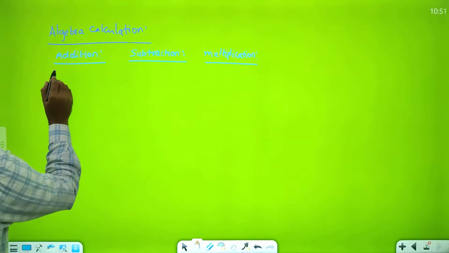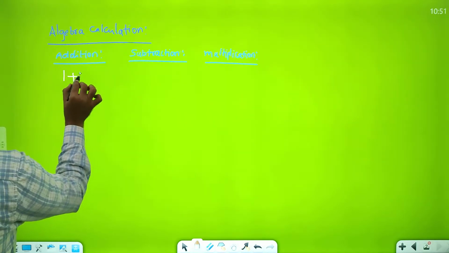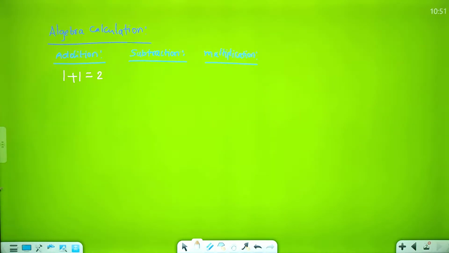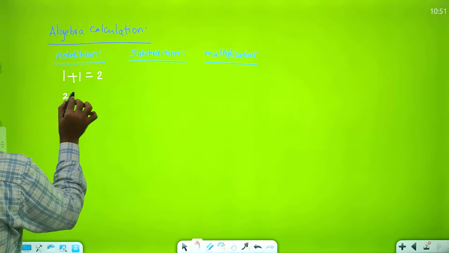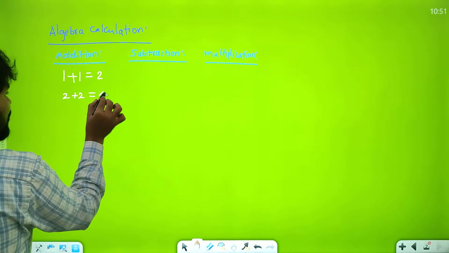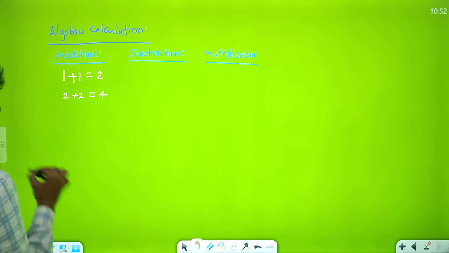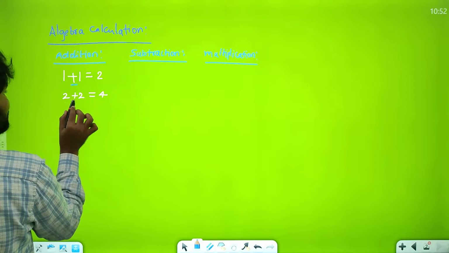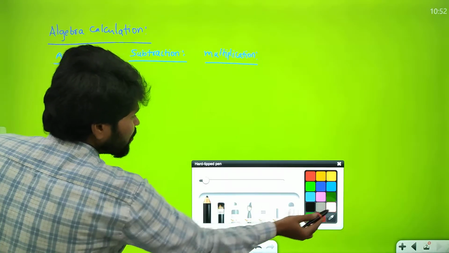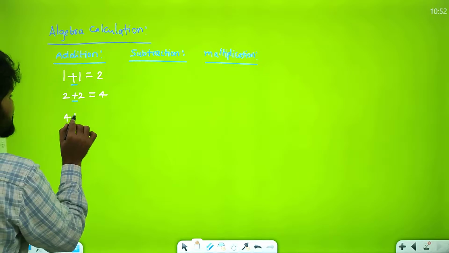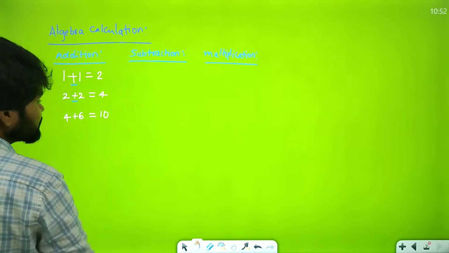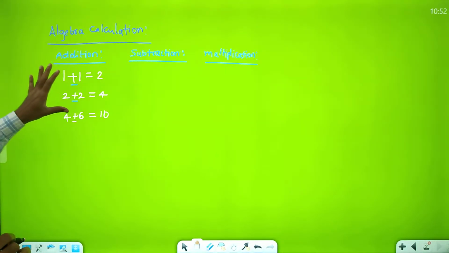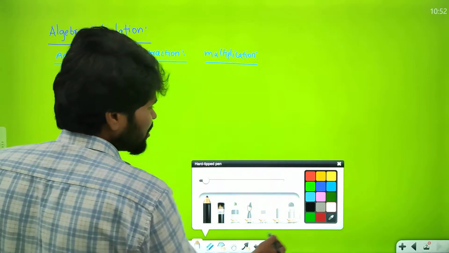Let's see. What is 1 plus 1? Which is 2. What is 2 plus 2? 4. Here I am using addition, plus. What is 4 plus 6? Equals 10. So this is addition. We already did these in our 6th to 10th class. These are very small things.